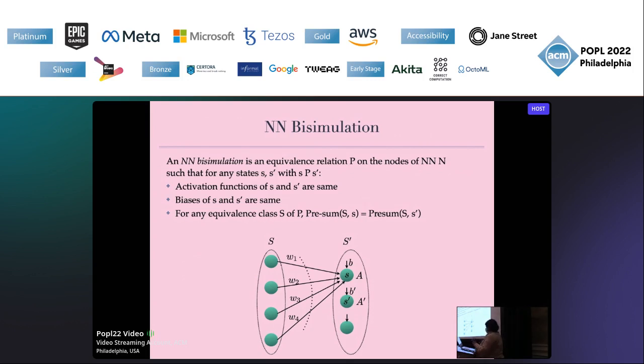So what we're saying is if S and S prime are two equivalence classes, then all the nodes in S need to have the same activation function and bias. So do all the nodes in S prime. In addition, if I look at any two nodes in S prime, let's say the small s and small s prime, then the presum of that S and S prime with respect to that equivalence class S also need to match. Okay, so those are the three conditions we have.